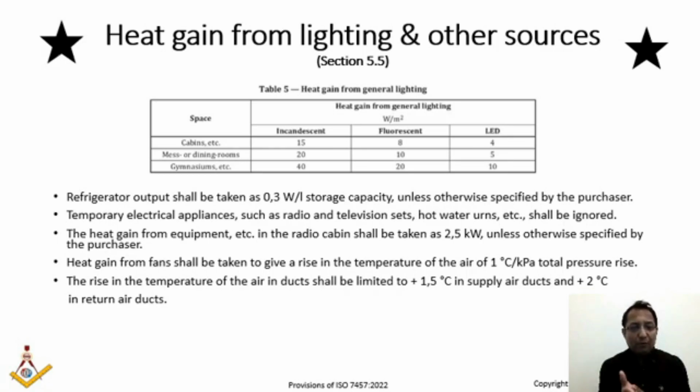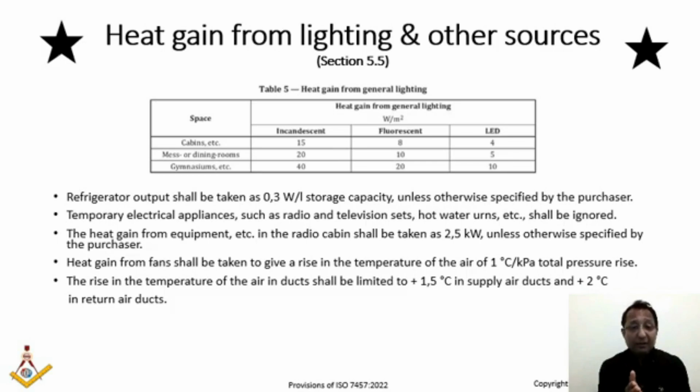And refrigerator output, if the refrigerators are shown in the galley or the kitchen or whichever room, you can take 0.3 watt per liter of storage capacity unless otherwise specified by the purchaser. For the safer side, suppose you have a 100 liter fridge. So 0.3 into 100 is 30 watts. So you can add the 30 watts as an equipment load for the refrigerator.